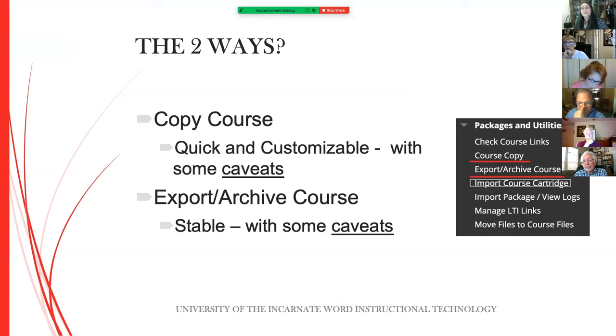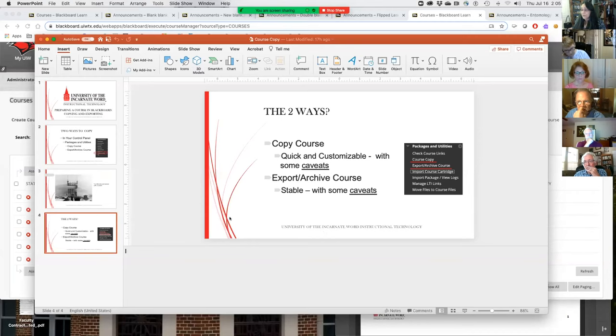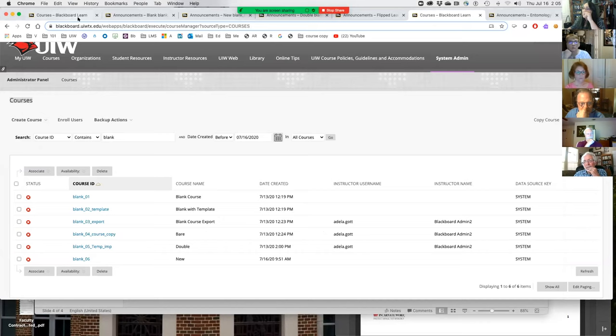So the two ways of copying, there's copy course, and it is quick and customizable with some caveats. There's also export archive course. It's the most stable way to copy a course with some caveats. So that is the extent of my PowerPoint. I want to jump right into Blackboard.